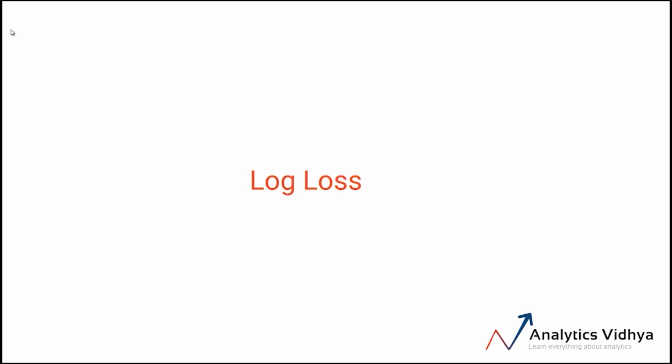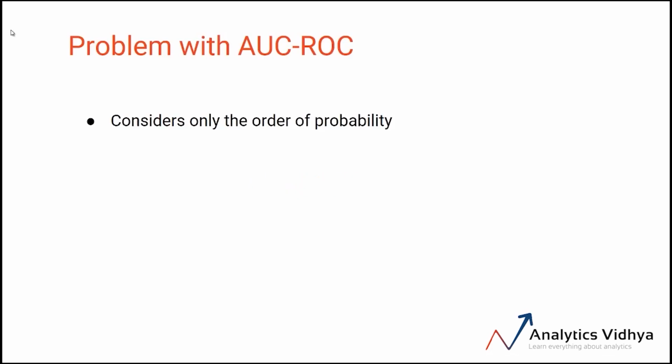It considers the predicted probabilities for determining a model's performance. But there's one issue with AUC ROC. It takes into account only the order of probabilities. And because of this, we cannot use it to compare two models. And that can often be a big drawback. Let us see why this is the case using a simple example.